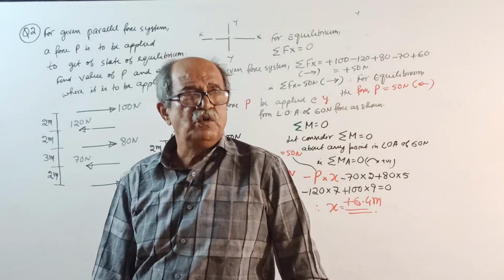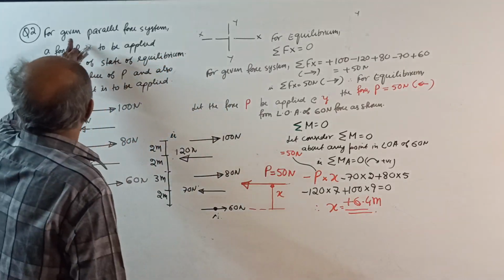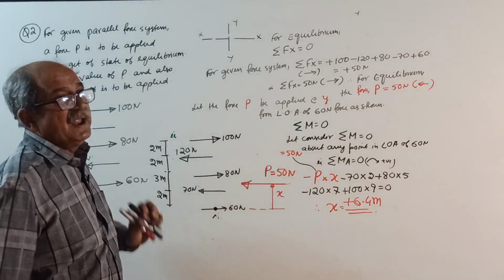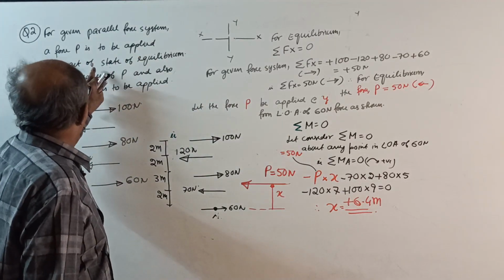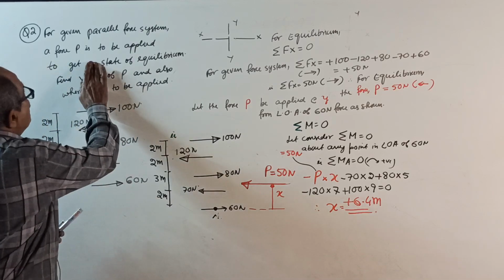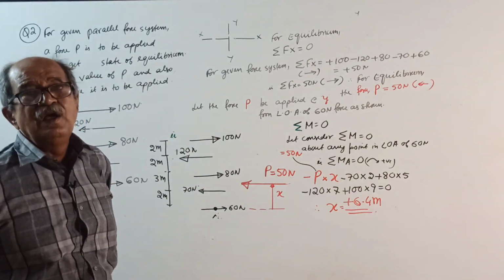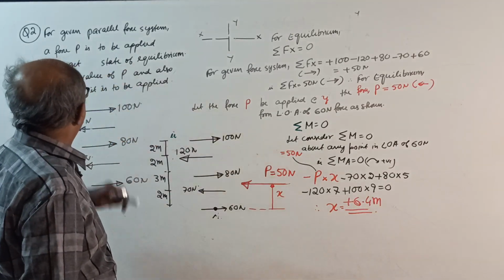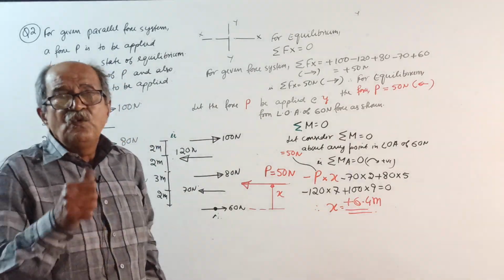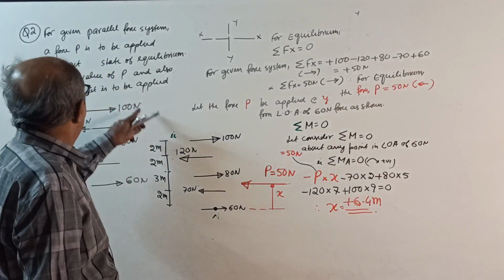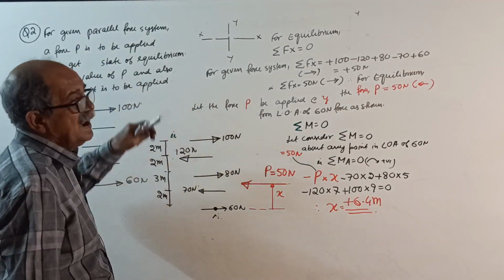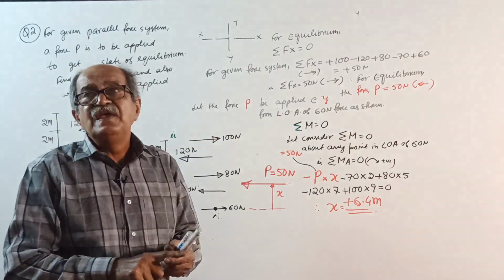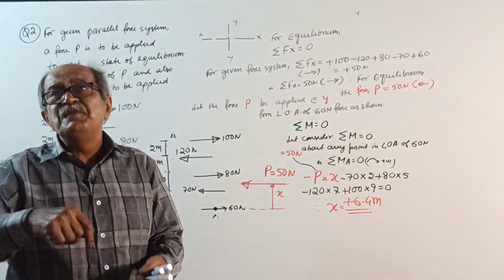Second question and closing question of this part. For the given parallel force system, a force P is to be applied to get a state of equilibrium, or equilibrium is to be maintained. Now they are asking to find the value of P and also where it is to be applied. Means two unknowns. One, how much is the value of P? Second unknown, where it is to be applied, means distance.